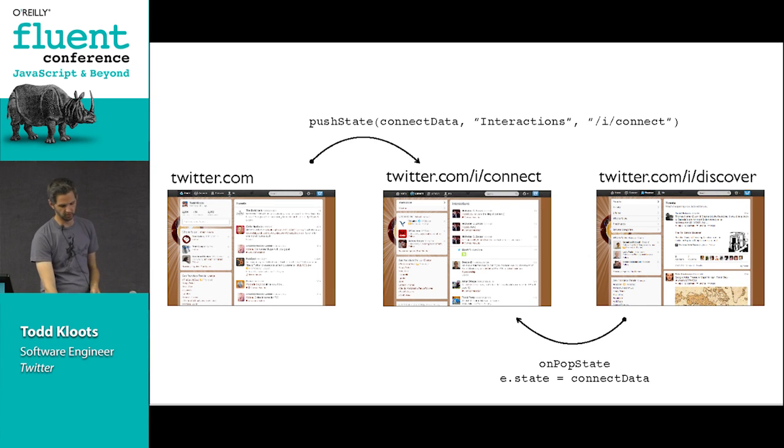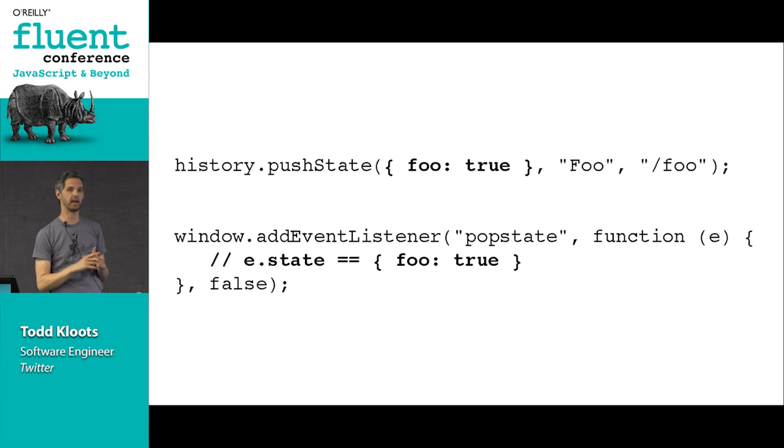So to paint a clearer picture of that, and again, this is where the downloadable slide deck might come in handy for those of you who are in the back and can't see this very well. But when we pushStated to connect, we passed in the connect page's data. When we popState, e.state is going to be equal to the value that we passed into that first argument. This is a little easier to read, hopefully, and just another underlining of the same point, but this time in code. If we're going to pushState to a URL foo, and the associated state object with it is just foo set to true, when you receive the popState event, when the user is navigating back to that URL, e.state is going to be equal to what you passed in.